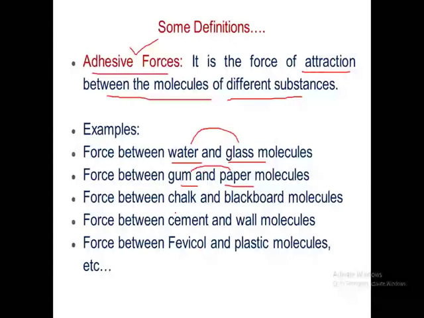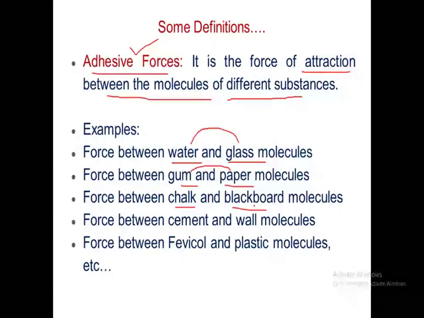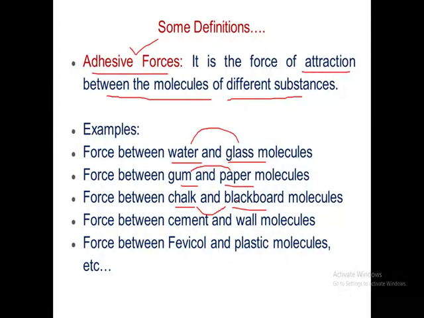Again, when you take the case of chalk and a blackboard, when you write something on the blackboard, it is clearly visible. If you use white chalk, it sticks to the blackboard. It means there is going to be a force of attraction between the chalk and blackboard molecules, again two different types of molecules.